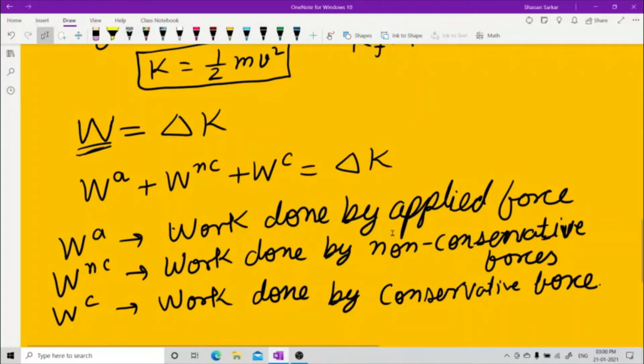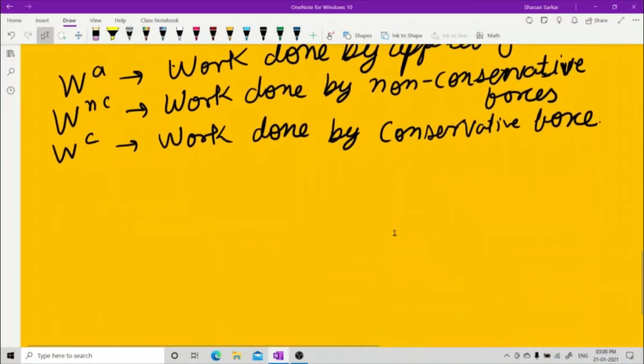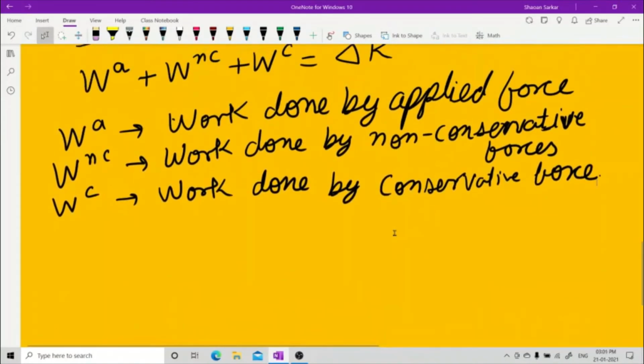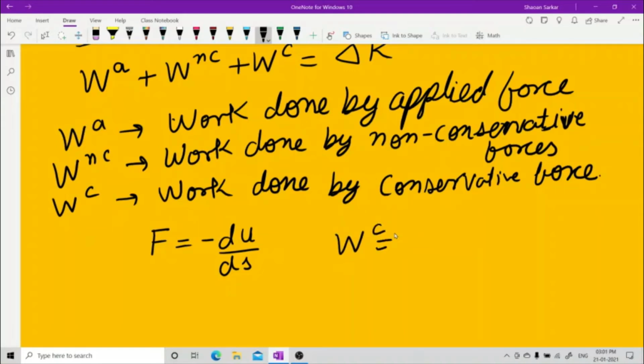I need to tell you one thing. Earlier, in the last video, I may have told you that in a conservative force field, F can be written as minus dU dr. I wrote dr there, I'm writing it ds here, no problem, it is just a matter of symbol. Now see what W conservative will come out to be. This is the conservative force, FC, so W conservative is FC dot ds. You have this case.